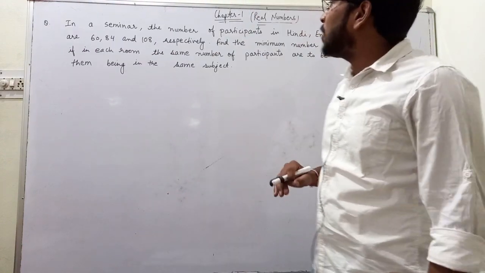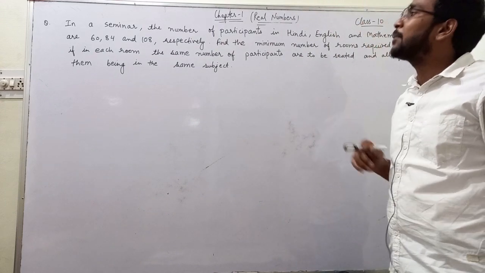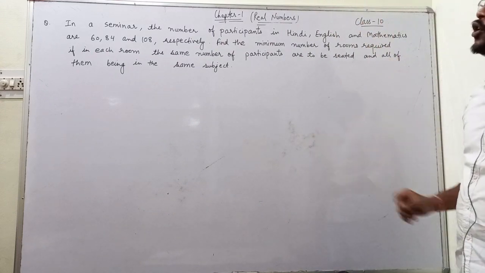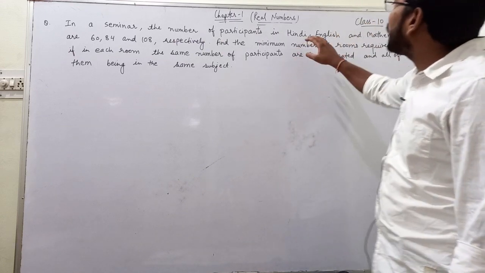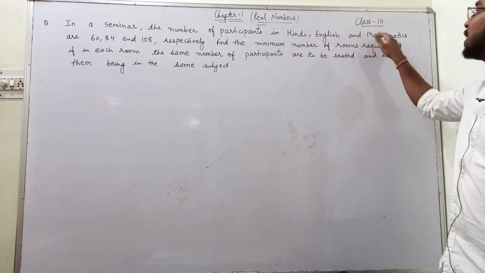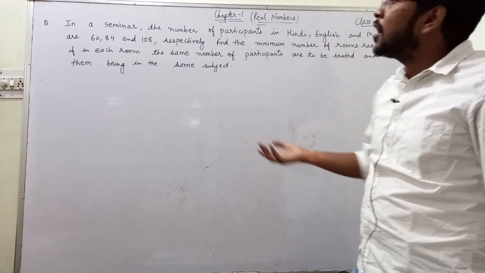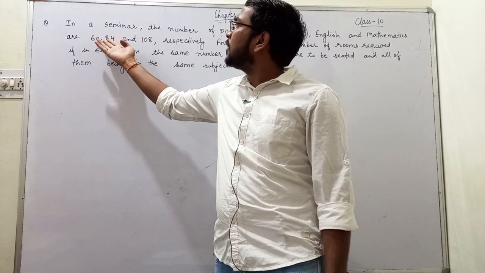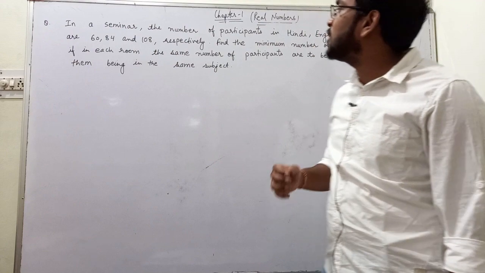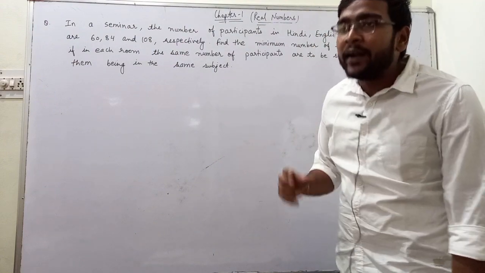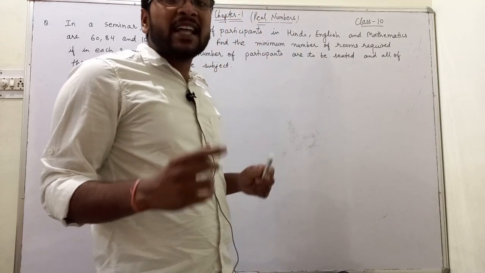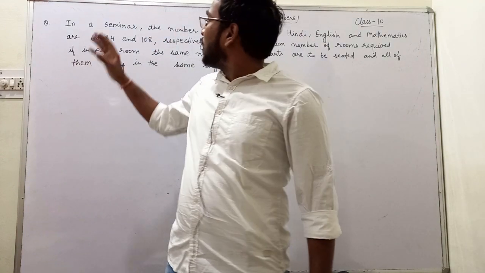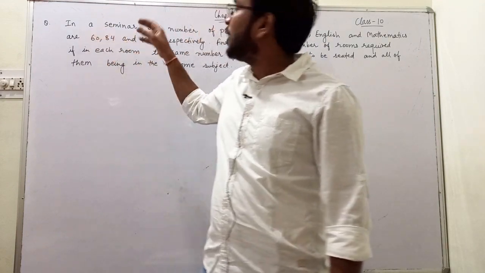Now if we look at this problem, it is a typical problem. What do we have? There is a seminar conducted in a school. The number of participants in the Hindi, English and mathematics quizzes are 60, 84 and 108. We need to find the minimum number of rooms required such that we can place these students in rooms.